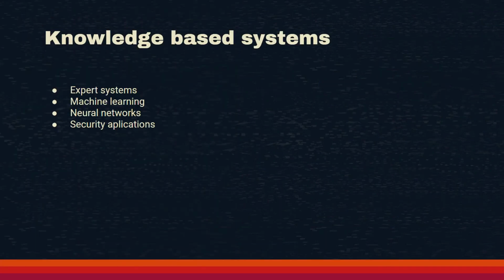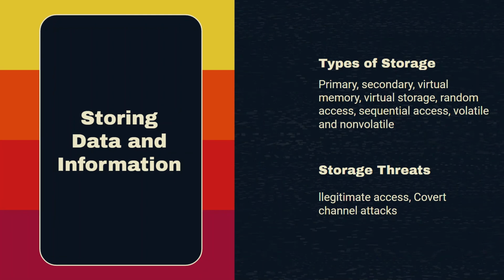Then we have some storage threats that are always a threat for this type of storage, where the principal threat is illegitimate access to a storage resource. So the first threat, illegitimate access, is a principal threat to all the types of storage. And then we have covert channel attacks, which allow the transmission of sensitive data between classification levels through the direct and indirect manipulation of shared storage media.